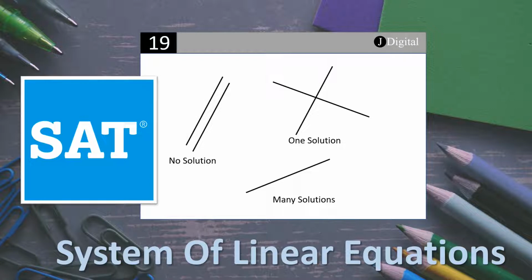You might encounter another problem that says it has one solution. So they're going to meet at one spot. In this case, they're going to have different slopes for each line.